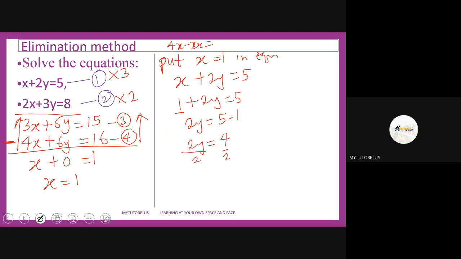Divided by 2, divided also by 2. 2 and 2 will cancel each other. So I'm going to have y now to be equal to what? 4 divided by 2? 2. That will give us... So we are done. We can now say therefore x is equal to 1 and y is equal to 2. So copy it quickly.